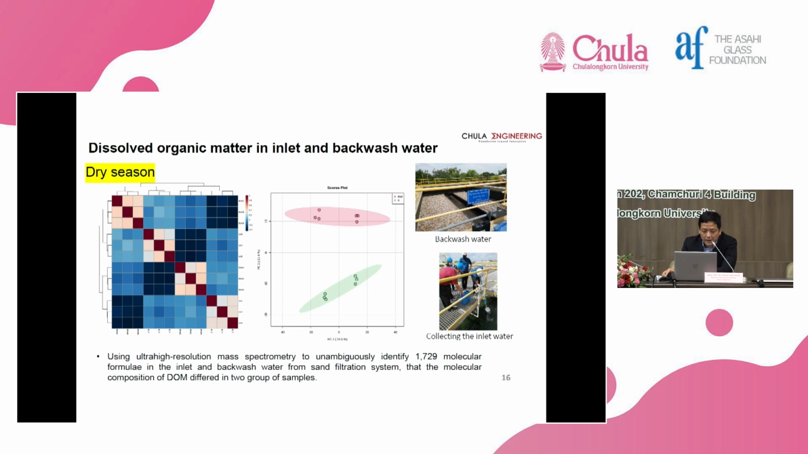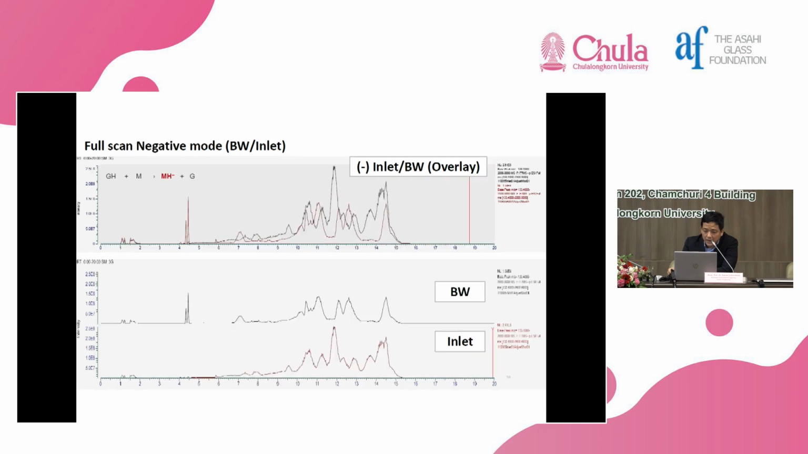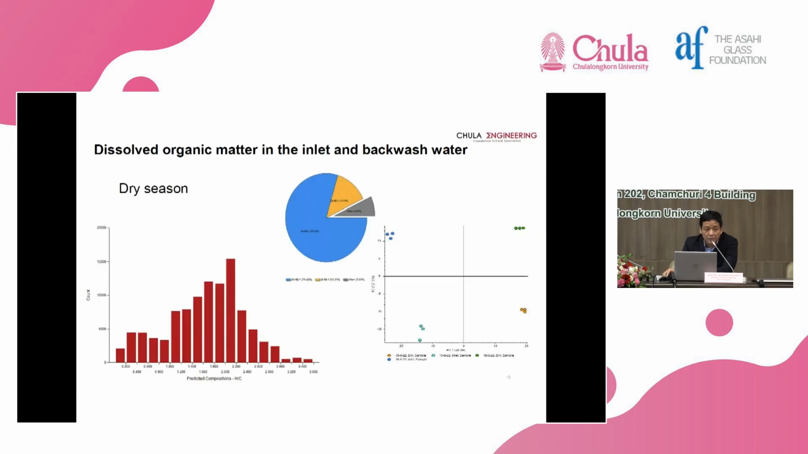We do some characterization using ultra-high resolution mass spectrometry in order to separate the organics into two groups. It is clearly distinct by principal component analysis that the organics present in the inlet of the sand filter are totally different from those in the backwash water. So it's an indicator that these organics are produced by the biological process when they oxidize manganese and iron. There are also indicators for those who like to see the mass spectra, with differences in the positive mode and the negative mode for the types of organics present here. And now we try to see what types of organics are dominant in the dry and wet seasons.